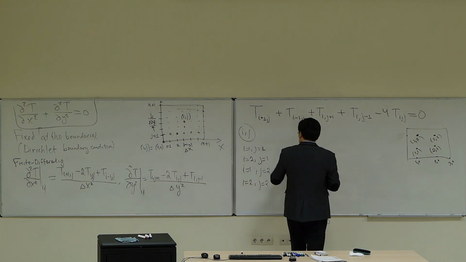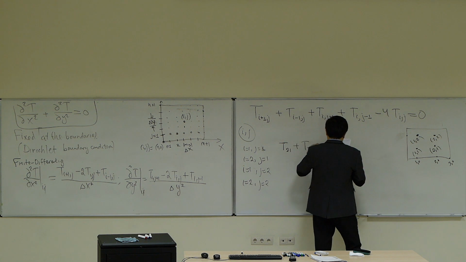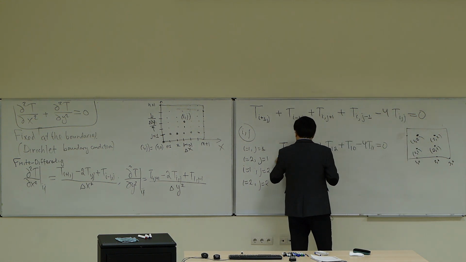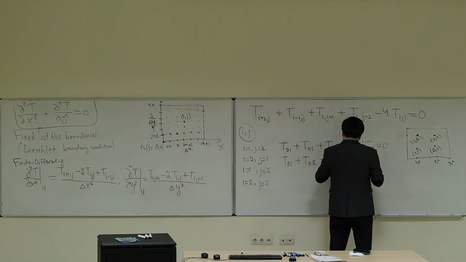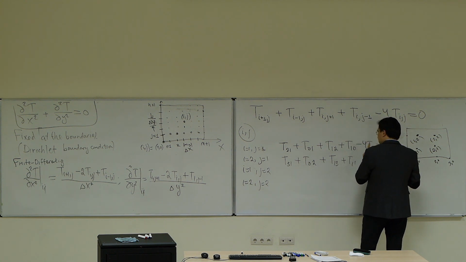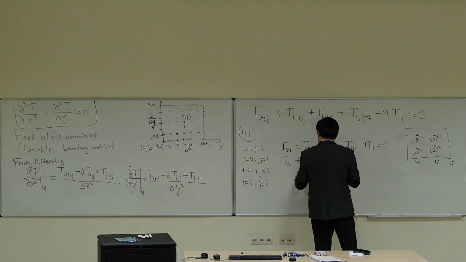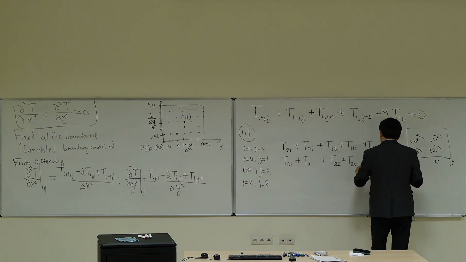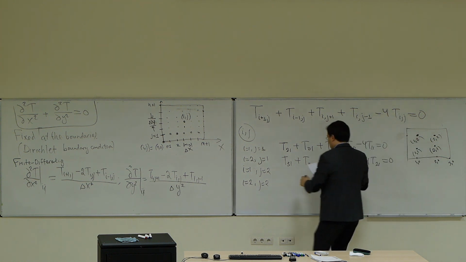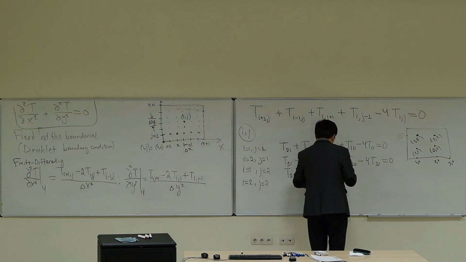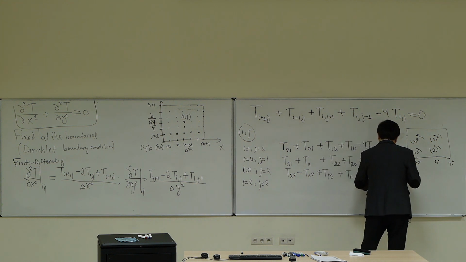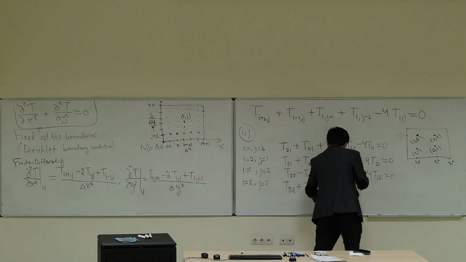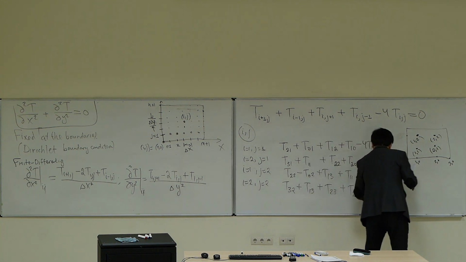First will become T21 plus T01 plus T12 plus T10 minus 4 T11 is equal to 0. Here it becomes T31 plus T00 plus T22 plus T11. Nope, I made a mistake. 3,1, this is 1,1. T20 minus 4 T21 is equal to 0. Now for this case I get T22 plus T02 plus T13 plus T11 minus 4 T12 is equal to 0. And finally for this case T32 plus T13 plus T23 plus T21 minus 4 T22 is equal to 0.